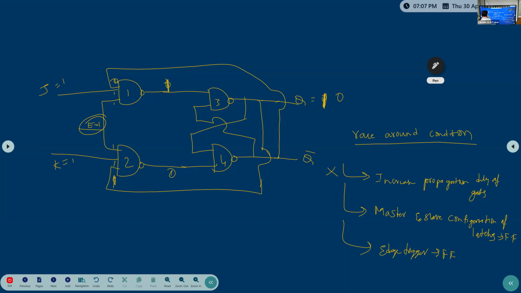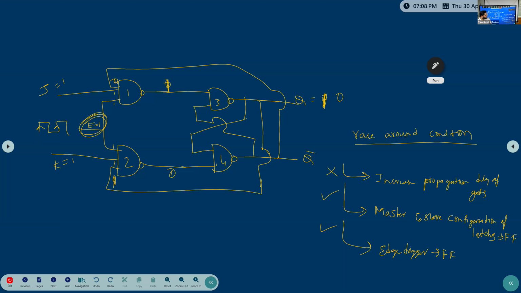Suppose this is enable, right? Instead of enable, if I give an edge triggering signal, it will work with edge trigger. Then this will become a flip-flop, not a latch. It means no more latch, it will be a flip-flop. Clear? So these are the 3 solutions. We can go with the master slave and edge trigger solutions. We will not go with the propagation delay increase.